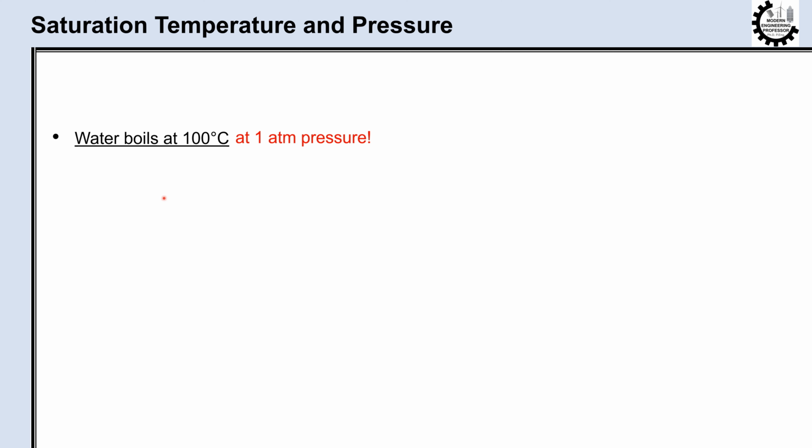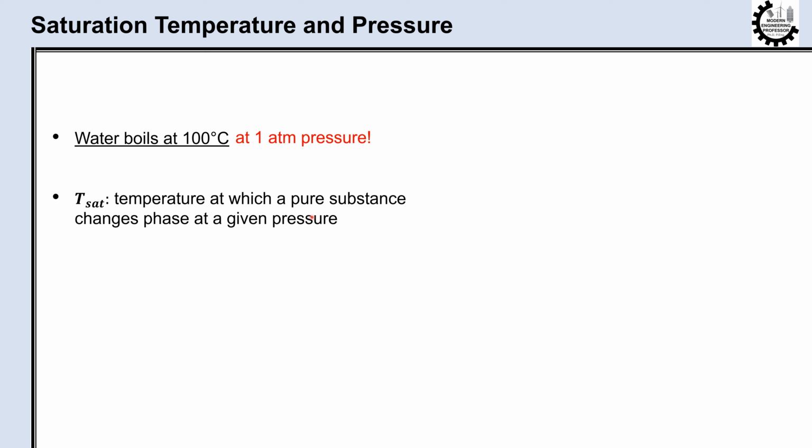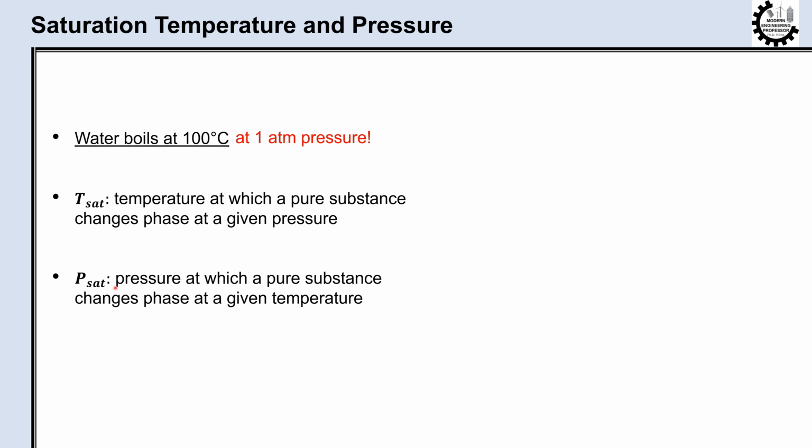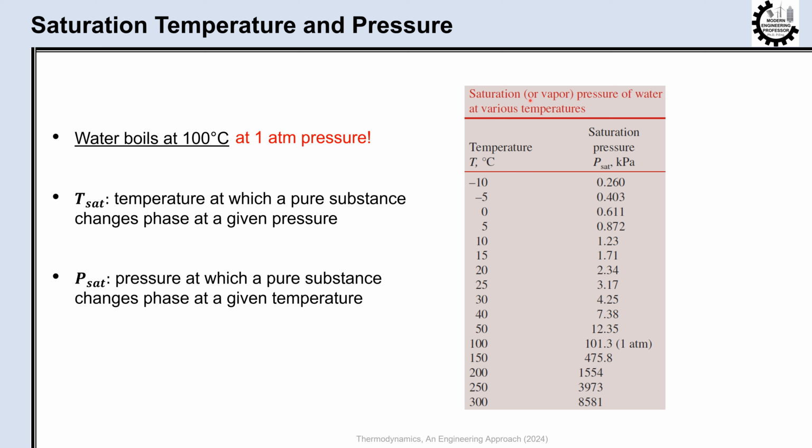This is called the saturation temperature, which is the temperature at which a pure substance changes phase at a given pressure. Similarly, the saturation pressure is the pressure at which a pure substance changes phase at a given temperature. Thermodynamic tables are available for all substances that list the saturation temperature against the pressure or the saturation pressure against the temperature.